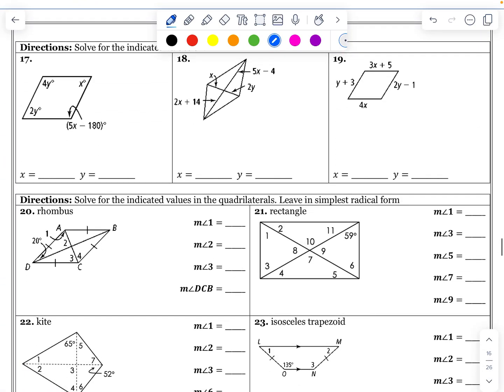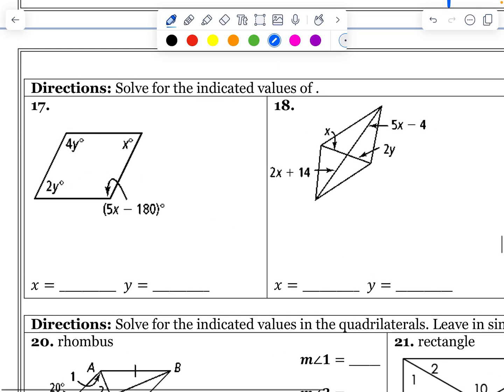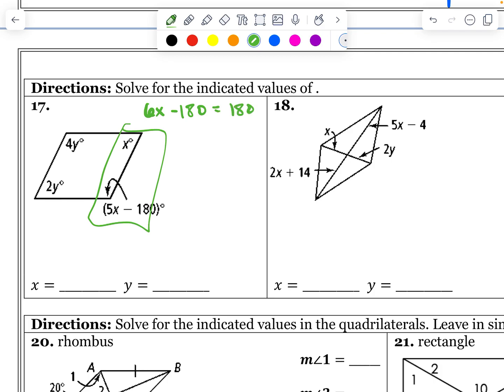Let us use these skills to solve for all of these beautiful unknowns here. All right. We know opposite angles are congruent, but that doesn't really help me here, because that's a y and that's an x, so that is unhelpful. We're going to go, ooh, easier, equals 180. These are supplementary. So we're going to say 6x minus 180 equals 180. Add 180 to both sides. 6x equals 360. So x is equal to 60 degrees.